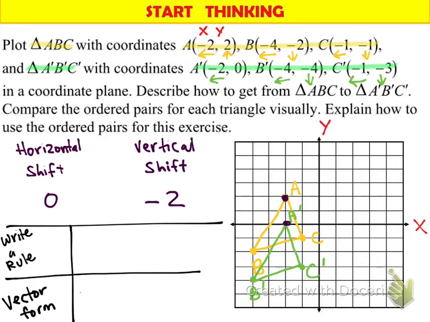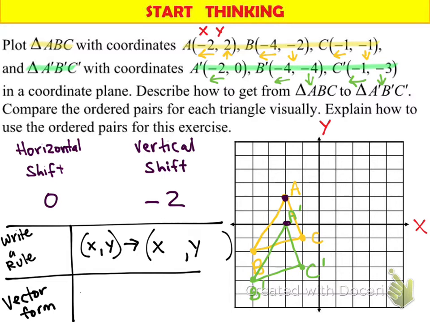So if it says write a rule, every coordinate, x, y, transformed or translated some way. So writing a rule looks like this. You write x, y in parentheses first. And then you tell me what happened to the x and what happened to the y. So with x, what did I do?